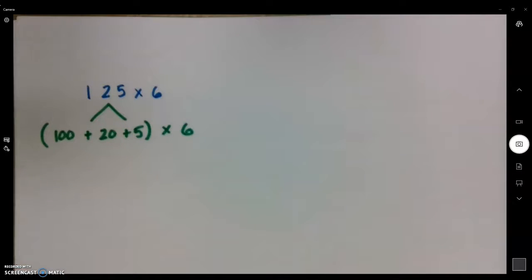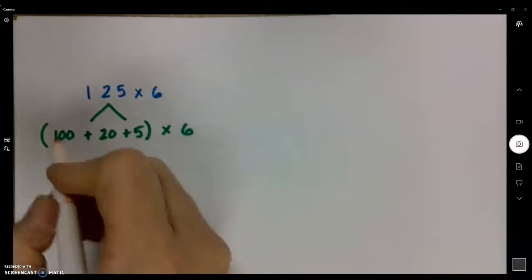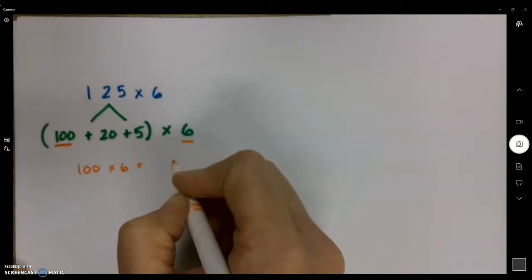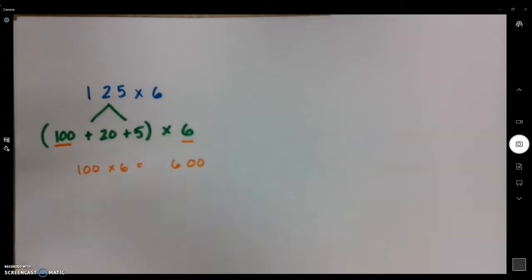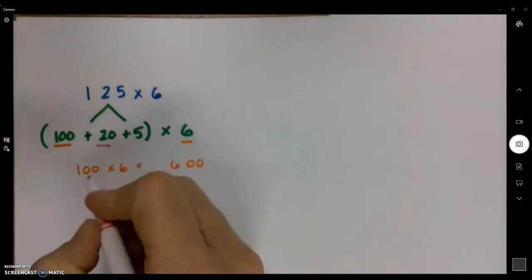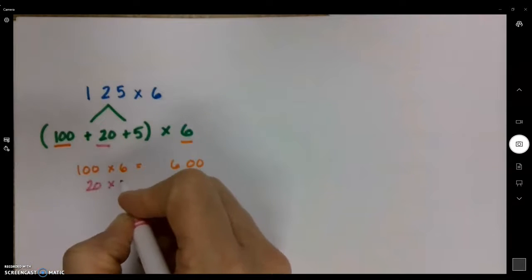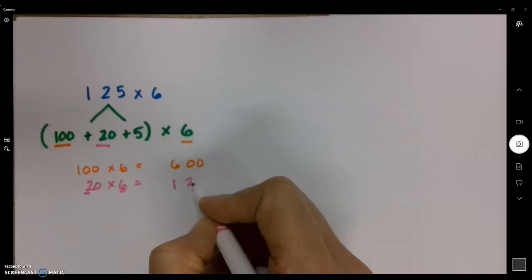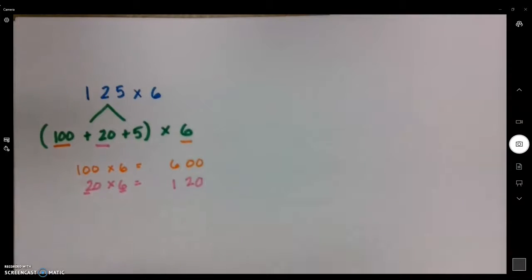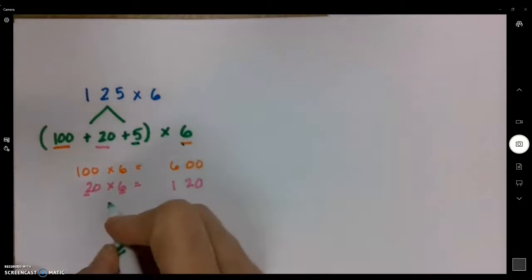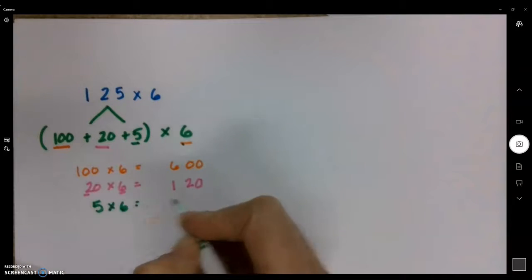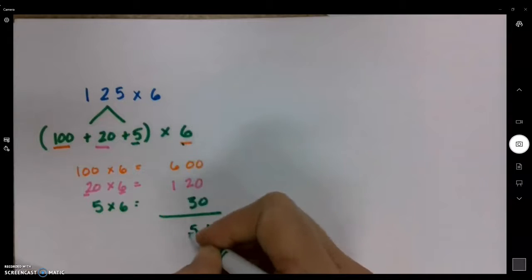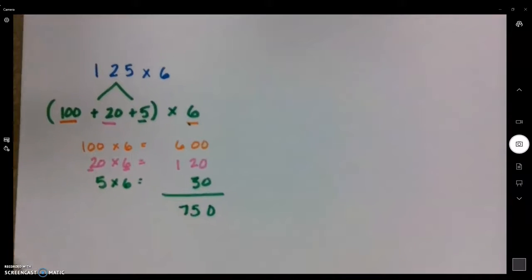And the only difference here is I'm going to take these one at a time. So I'm going to say 100 times 6 is 600. And then I'm going to pull out that 20, and I'm going to say 20 times 6, 2 times 6 is 12 tens, it's 120. And then I'm going to take the 5 times 6, and that's 30. When I add them, I get that same answer of 750.